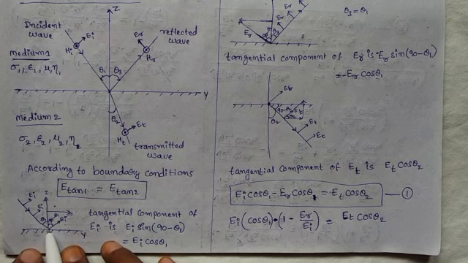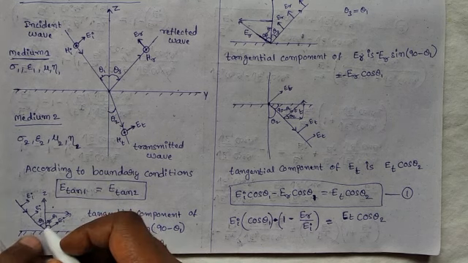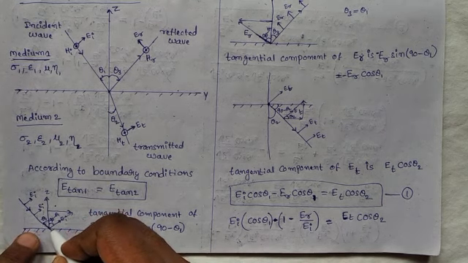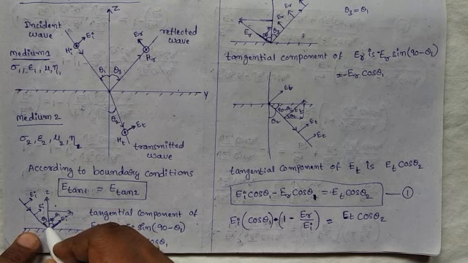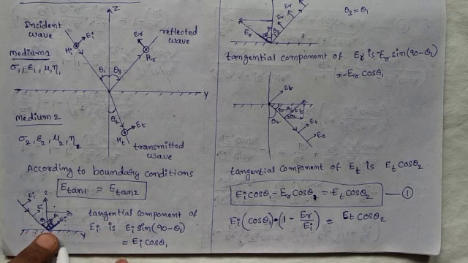Actually, this is the incident wave. The angle between the incident direction of propagation and the electric field is what? 90 degrees. This angle is 90 degrees. What about this angle? 90 minus theta 1 it is.